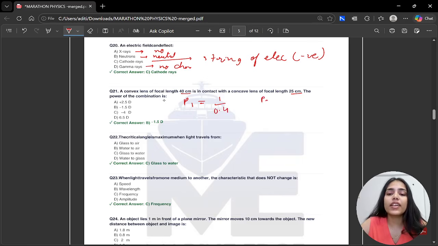And the power of the second lens, since it is a concave lens, the focal length is negative, so the power will also be negative. That is 1 upon 0.25, right? Now this and this 25, so you get 4, and here 4, so 2.5. Now what will be the final power? 1.5. So option B, right?